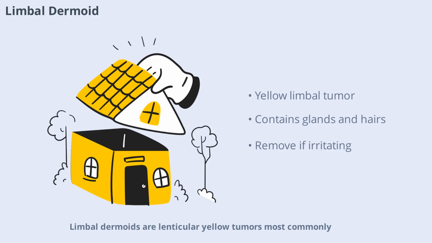Limbal dermoids are lenticular yellow tumors most commonly found on the temporal portion of the limbus. They consist of epidermoid epithelium with sebaceous glands and hairs. These benign growths tend to enlarge at puberty and should be removed if they cause irritation or interfere with vision.